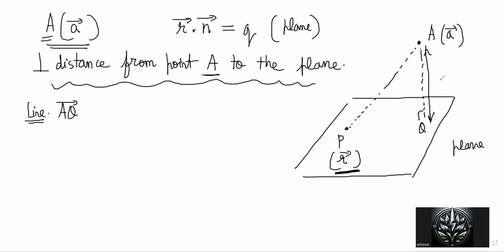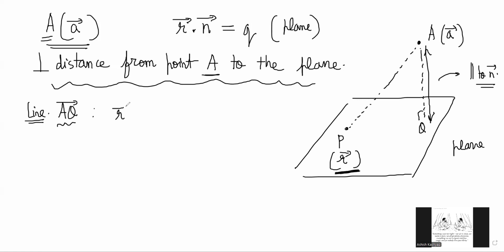Yes. This line has to be perpendicular to the plane. Since we need perpendicular to the plane, it will be parallel to the n vector, right? Yes sir. So line AQ का equation क्या आएगा? By line concept, we can say R minus A is equal to T times n, right? Okay, so my line AQ is R is equal to A plus T n, right?